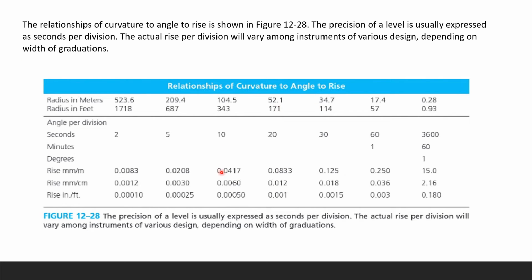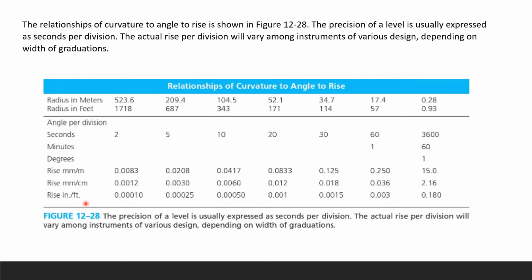This is just a table showing you the relationships of curvature to angle and then to rise. You don't really have to know it, just take a look at it. The precision of a level is usually expressed as seconds per division. Angle we measure in degrees, the graduation smaller than the degree is your minutes, and the smallest graduations, smaller than the minutes, are your seconds. So we can measure the angle very precisely, but most of the time we're going with degree units, which is the very first rough angle measurement.